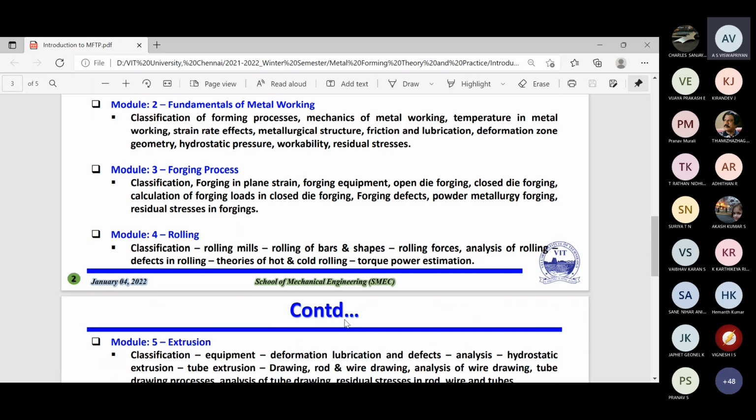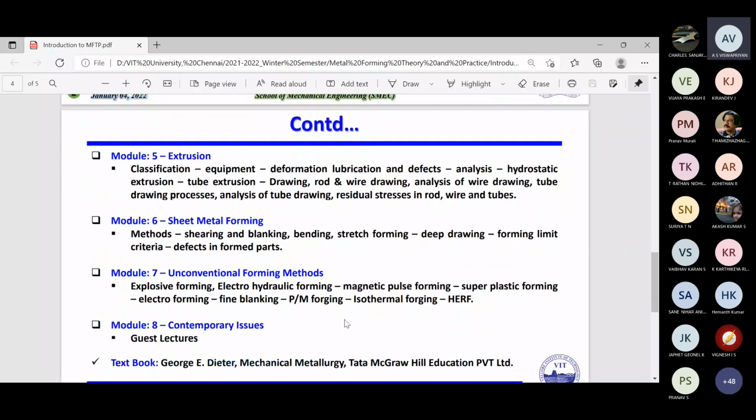Okay. So in module 5 similarly we have extrusion. We will talk about the classification of the extrusion process. Then we'll talk about the equipment. Then again, what kinds of extrusion, for example, wire drawing or rod drawing, that will also be covered. And then the defects will also be covered.